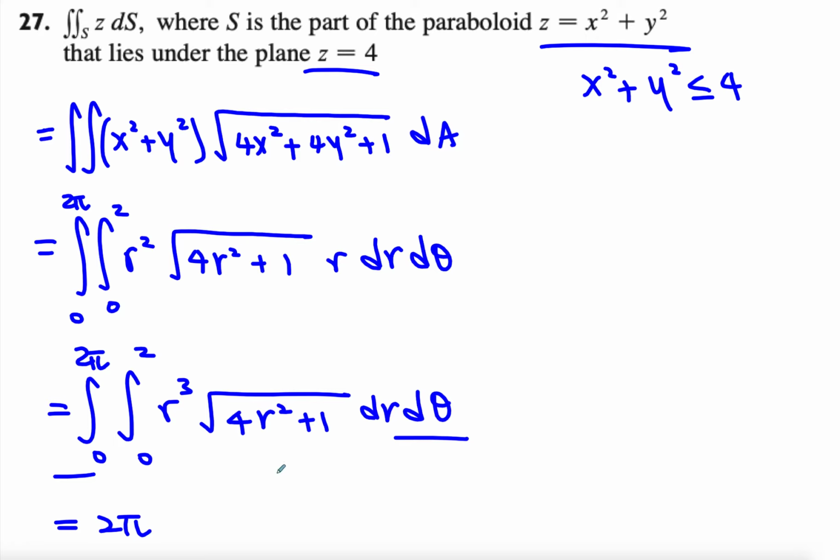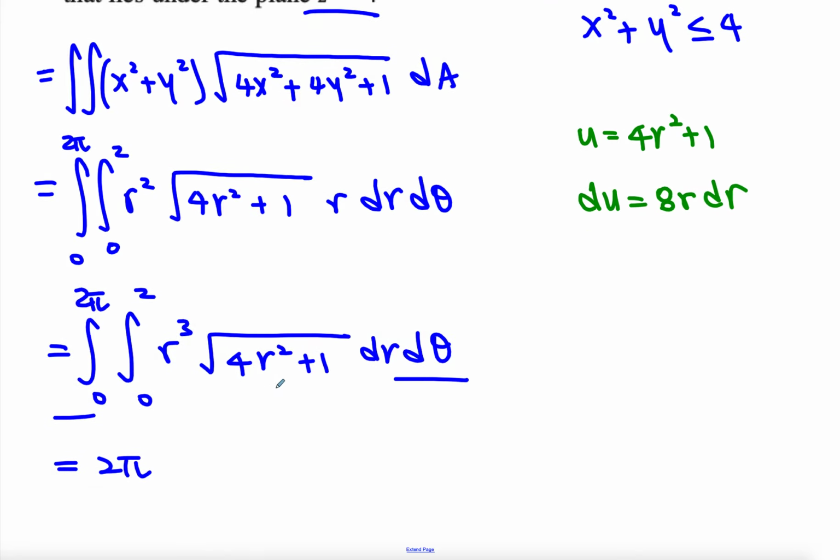Oh, wait a minute. We could set u as 4r squared plus 1. You probably assume that anyway. But you get to realize that du equals 8r dr. So one of the r can be used to be part of the du. But I have r squared left. Oh, r squared can be easily manipulated from the first equation. You see, r squared is equal to (u minus 1) over 4.